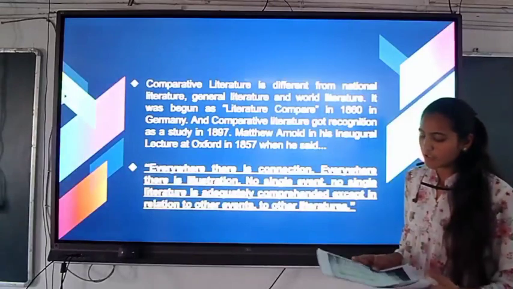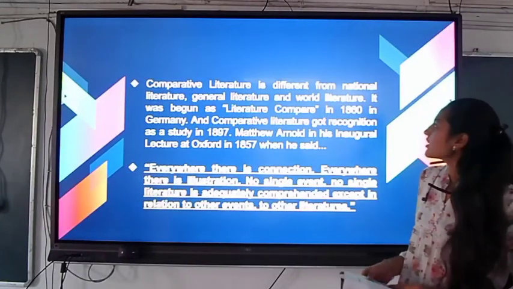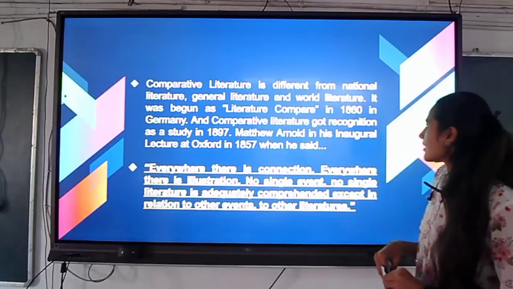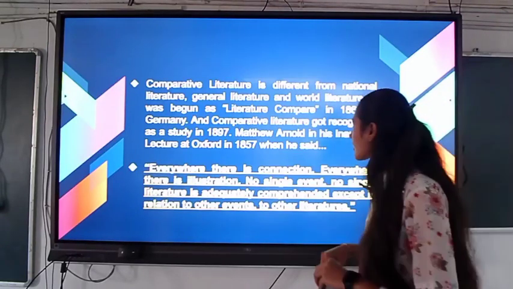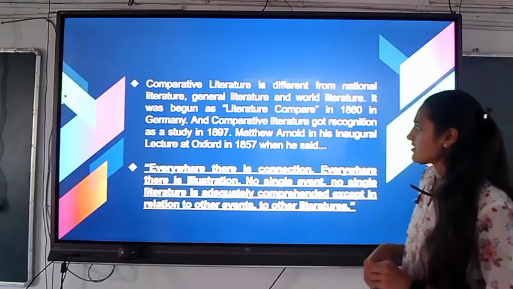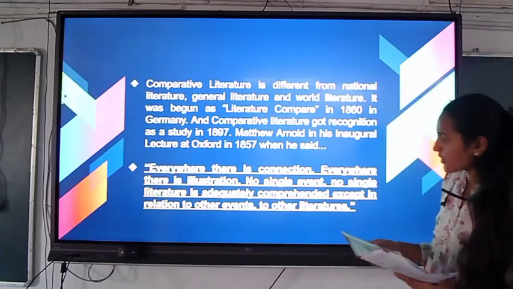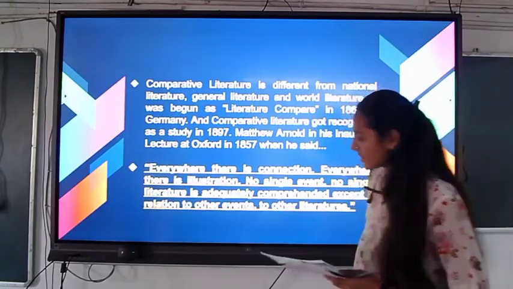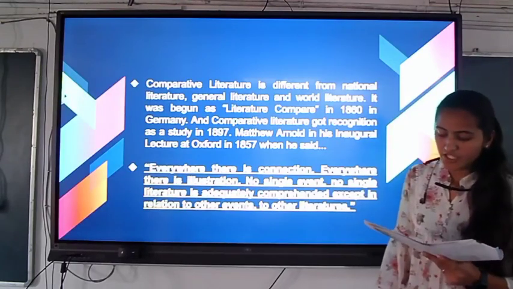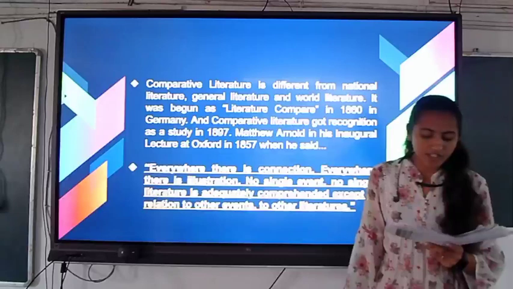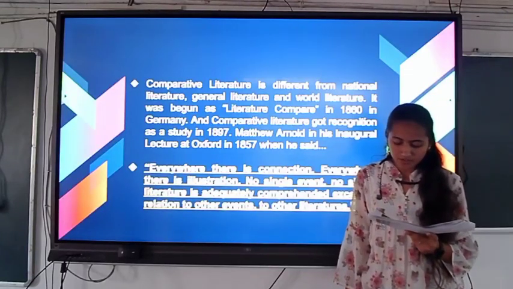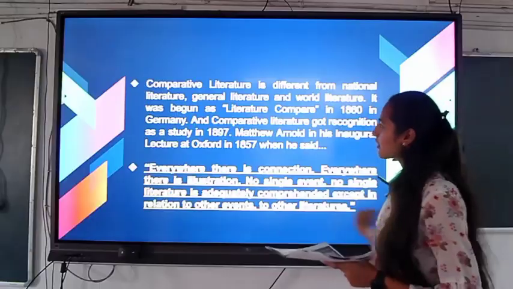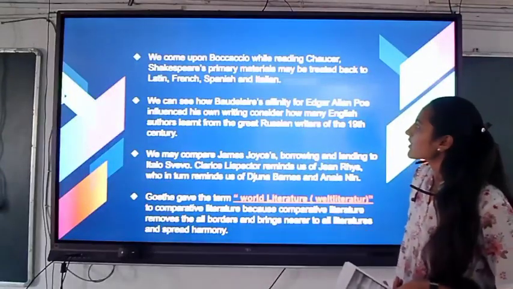Another, Matthew Arnold, says comparative literature is different from national literature, general literature, and world literature. It began in Germany, and comparative literature got recognition as a study in 1897. Matthew Arnold, in a lecture at Oxford in 1857, said that everywhere there is a connection, everywhere there is an illustration; no single event, no single literature is adequately comprehensive except in relation to the other event, to the other literature. And other critics, the romanticism.